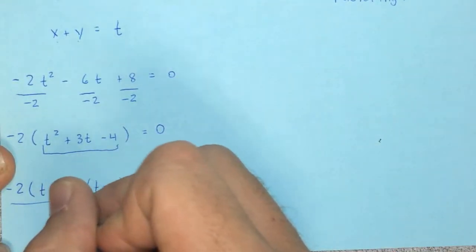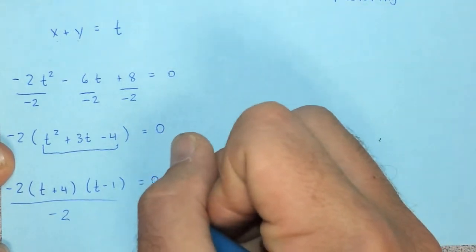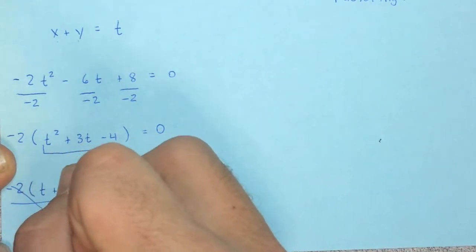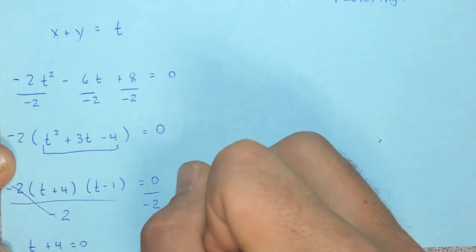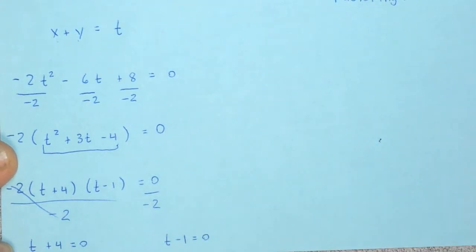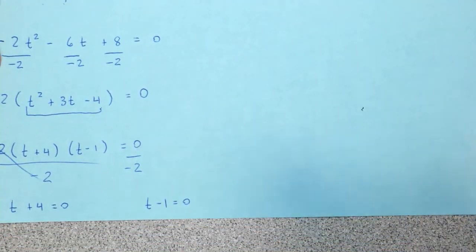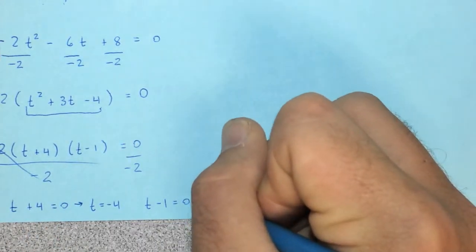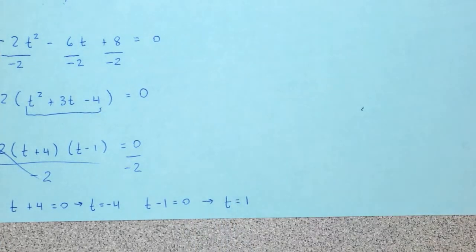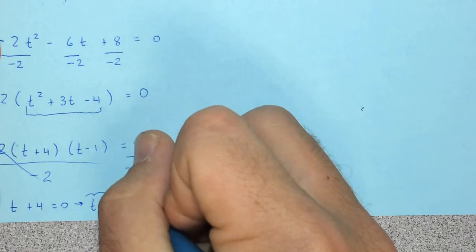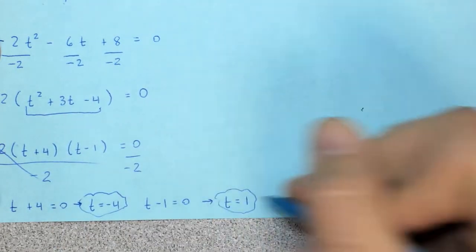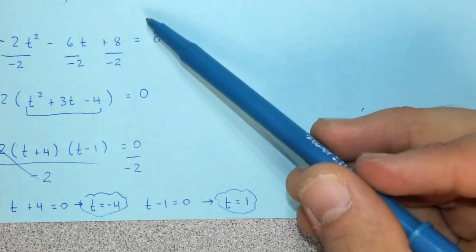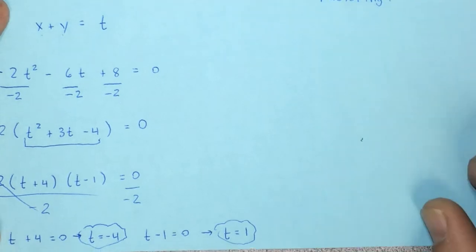So in my last step, I can solve this. Remember, I can divide out by this negative 2. Those GCFs that I pull up never affect my answer. So I have t plus 4 is equal to 0, and t minus 1 is equal to 0. If I subtract 4, I get t is equal to negative 4, and t is equal to 1. So technically, I have solved this by factoring. But remember way at the beginning, I said t was x plus y.